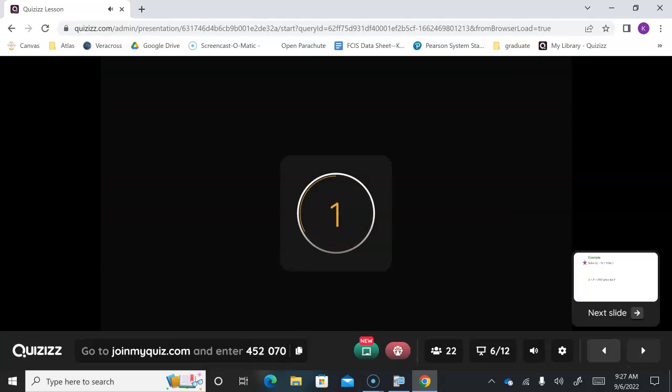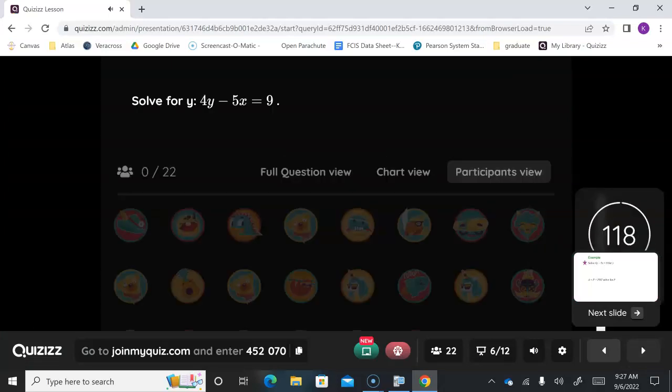Solve for y. Undo your subtraction first, then undo your multiplication.